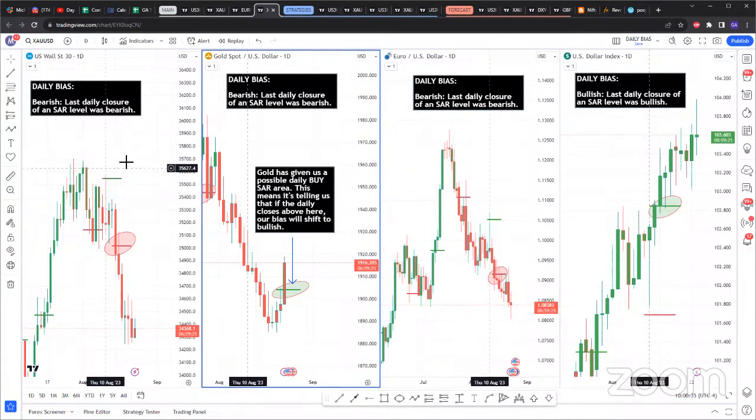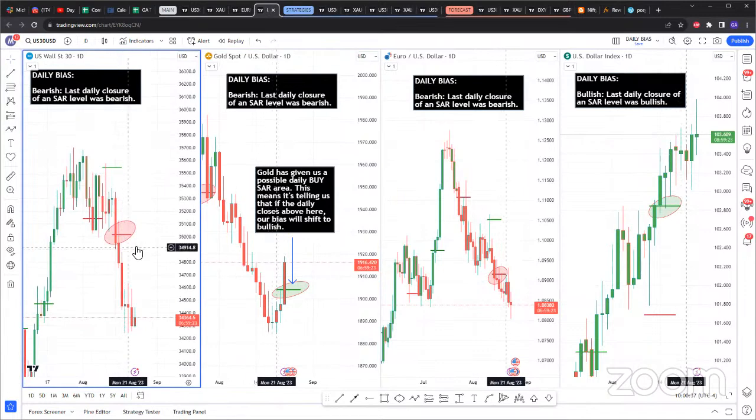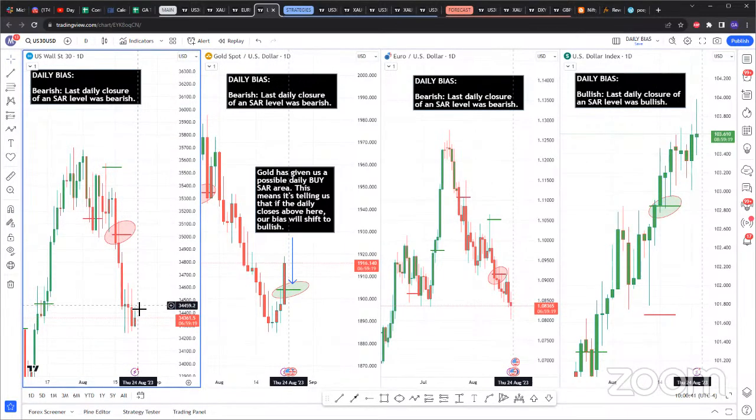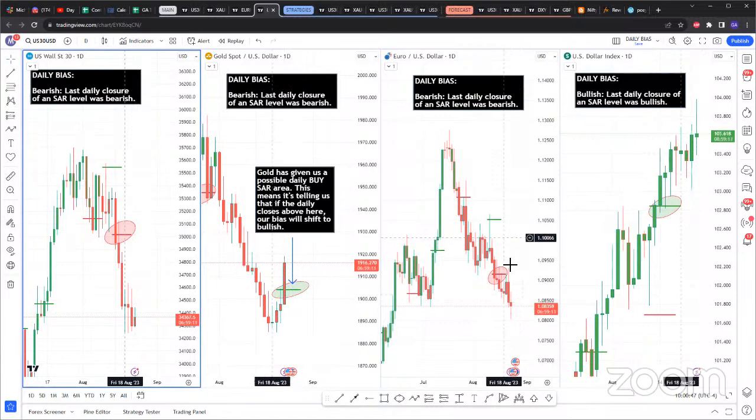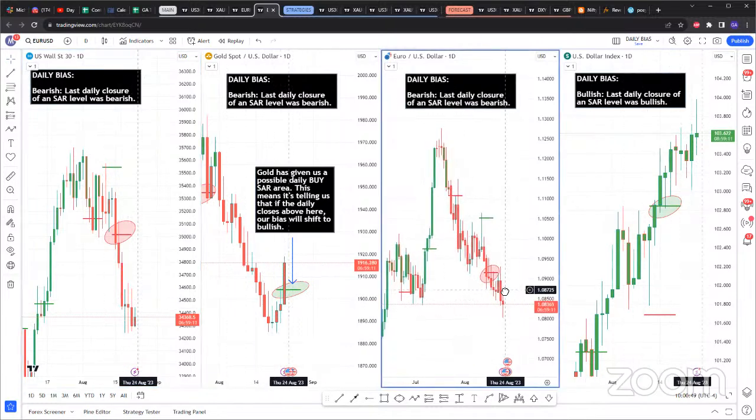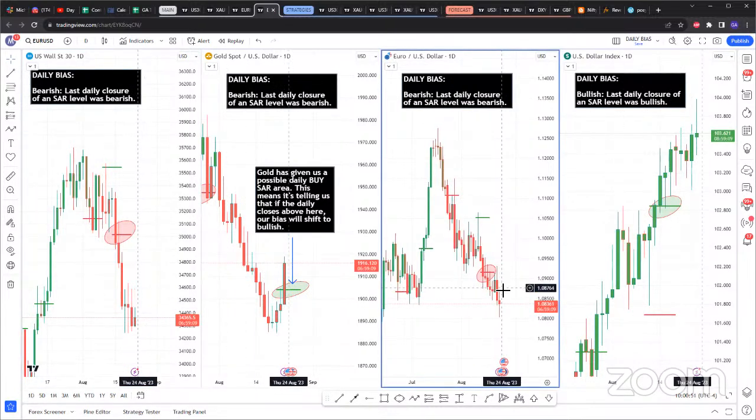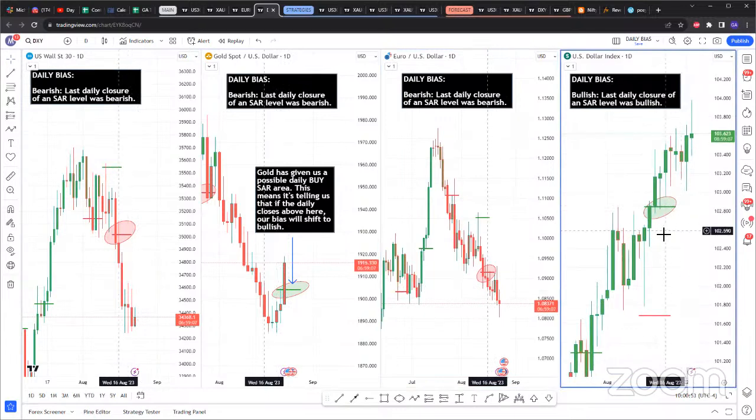Okay, now coming to US 30. US 30, we are still bearish on the daily. We don't even have any indication of a bullish SAR, like what we have on gold. Looking at EU, we are bearish. We don't even have any indication of a bullish SAR. Looking at the dollar, the DXY, it is bullish, heavily bullish.